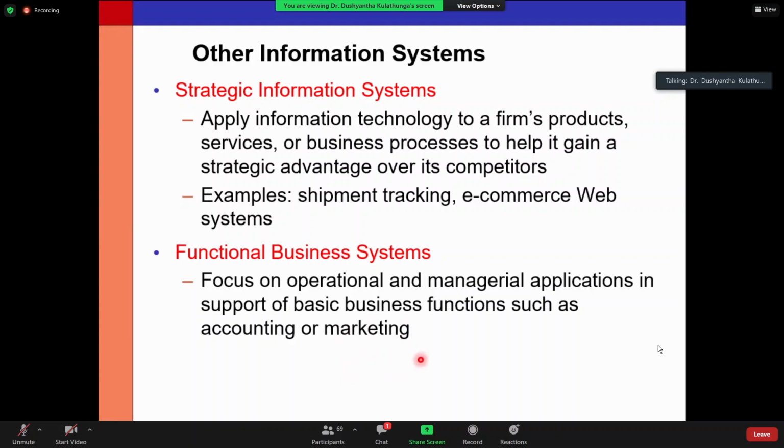Again, there can be different marketing systems running within the marketing function. There can be different sales systems running under the sales function. There can be different production systems running under production or manufacturing. So likewise, different systems operate under different functions, and we can focus on them under functional business systems.